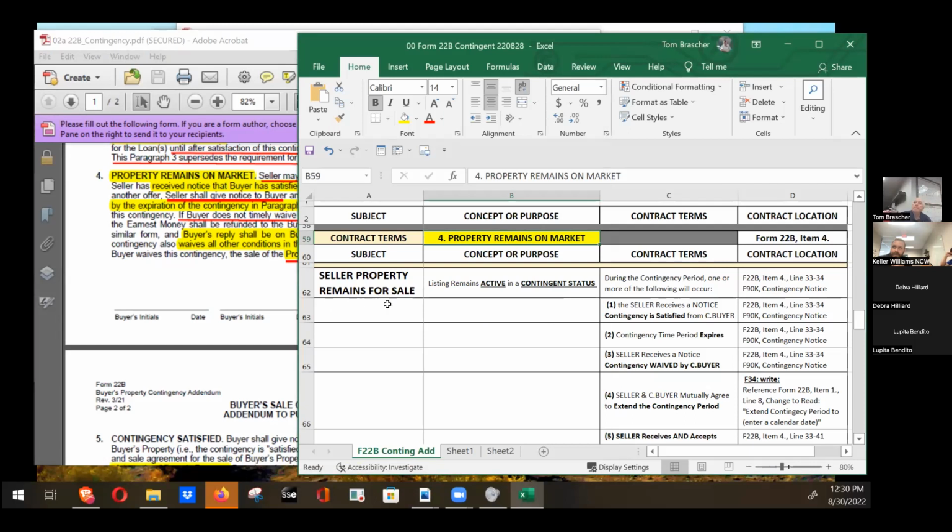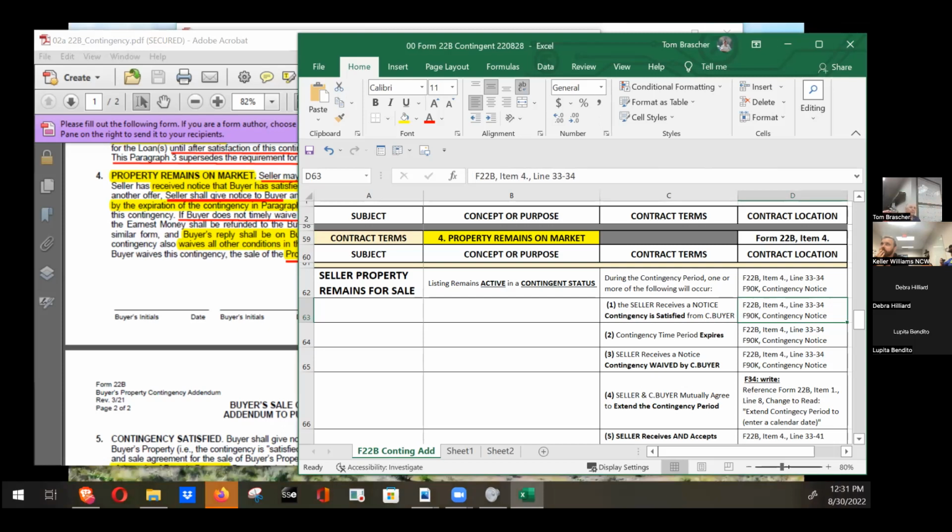So the way I broke this thing down is during the contingency period, one or more of the following will occur. So the seller receives a notice contingency is satisfied from a contingent buyer. Okay, so if that happens, we're into a 90K contingency notice where it's satisfied. All of a sudden, that second buyer has to go away. I'm now in first position. It changes from contingent into pending, and buyer's happy. They locked it up. That's one thing that could happen.